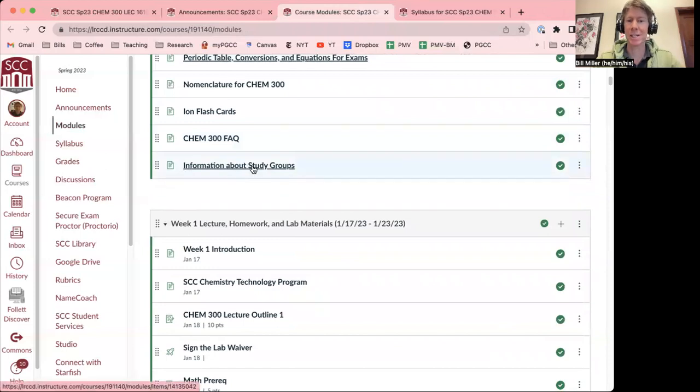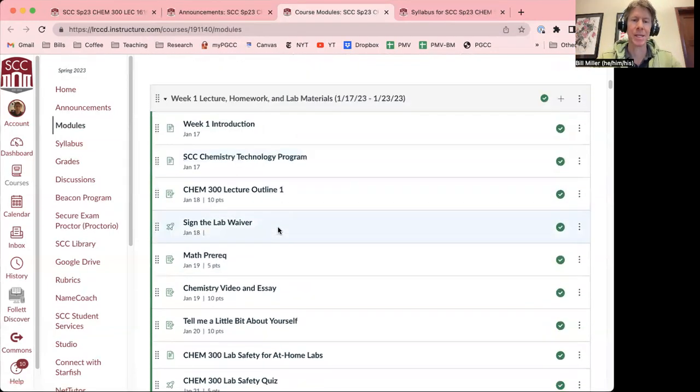Information about study groups, that's particularly important because you can get extra credit from doing study groups. And in fact, if you read the syllabus and read this information, you'll see that you can get more extra credit if you're in a study group.